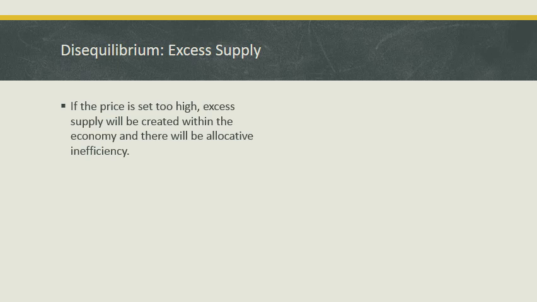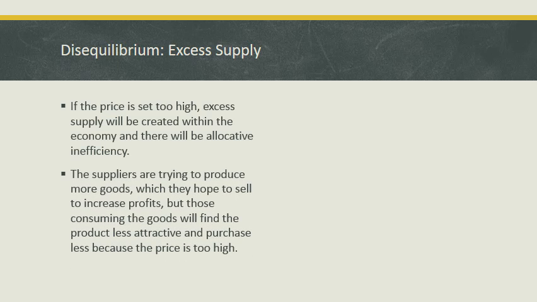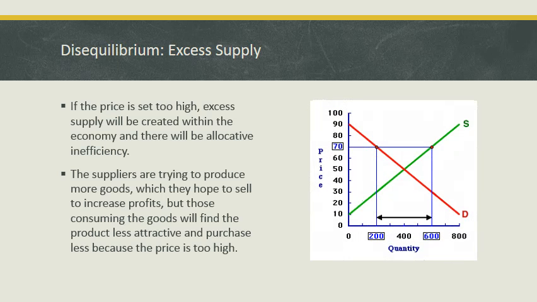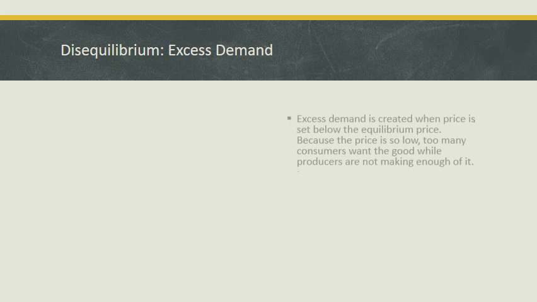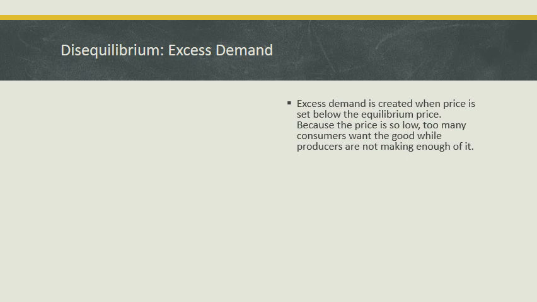If the price is set too high, excess supply will be created within the economy and there will be an allocative inefficiency. The suppliers are trying to produce more goods which they hope to sell to increase profits, but those consuming the goods will find the product less attractive and purchase less because the price is too high.